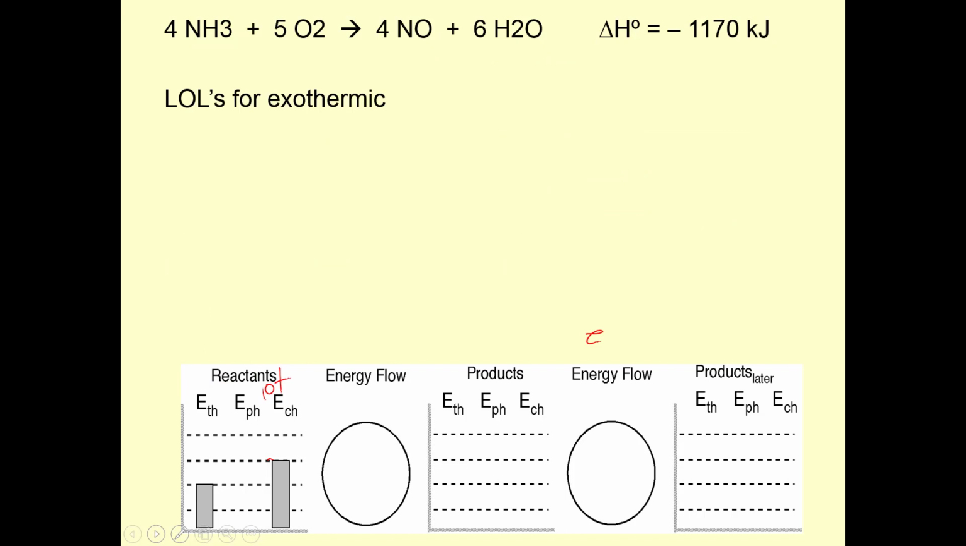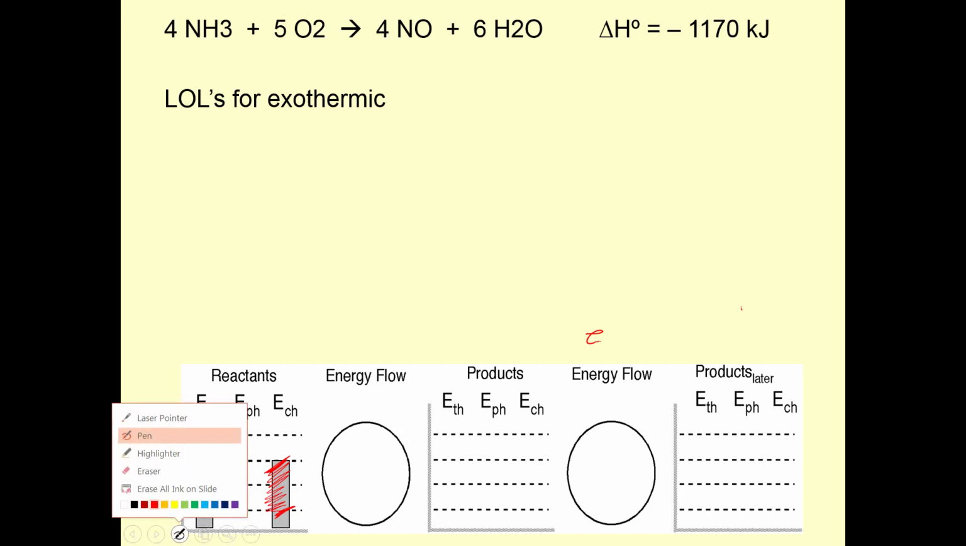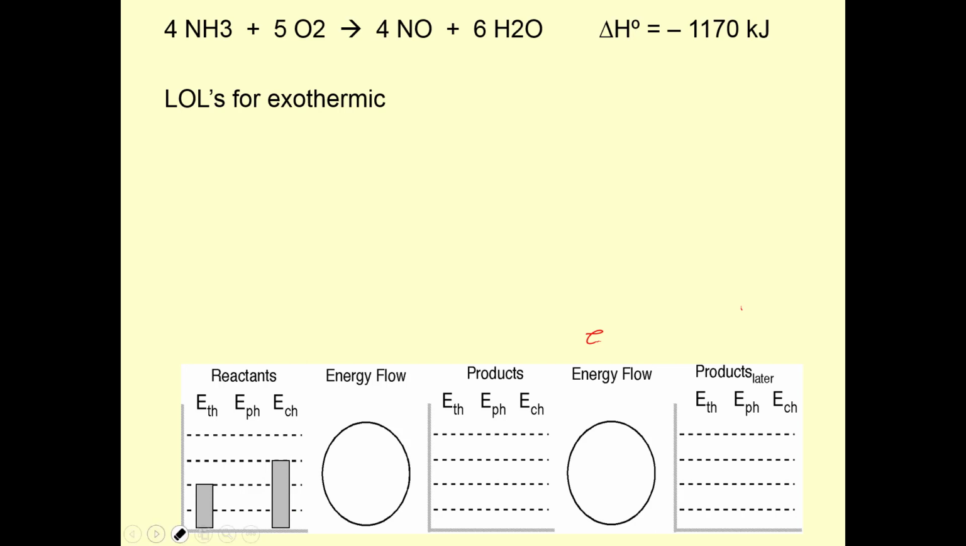Now we need to be able to do LOLs for exothermic diagrams. All we're going to deal with here is not the chemical energy, we're just going to deal with the thermal. Oh no, we'll leave that in there. If you remember doing these, they're all going to have to equal out. If this is negative 1170, that means heat is going to flow out of it. Negative means heat out. So if heat is coming out, my thermal energy is going to be lost.